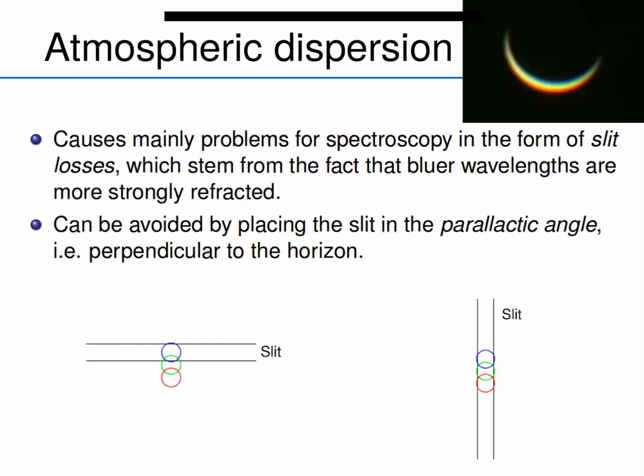There's also atmospheric dispersion that can cause slit losses. The bluer wavelengths are strongly refracted, so if you orient your slit wrongly, some of the light can go out of the slit. So you should use the so-called parallactic angle, perpendicular to the horizon, so your slit is oriented so that all the light goes into the slit, even with the atmospheric dispersion.